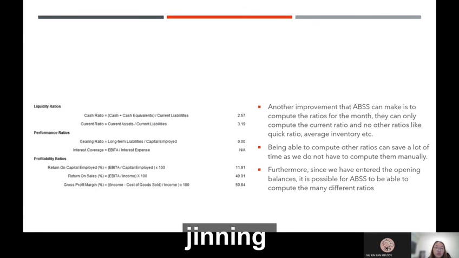Next, another improvement ABSS can make is to compute the ratios for the month. They can only compute the current ratio right now, and there are no other ratios like quick ratio, average inventory, asset turnover, or return on assets, as you can see here. Being able to compute the other ratios can save us a lot of time as we do not have to do them manually. Furthermore, since we have already entered the opening balances into ABSS, it's actually possible for them to compute the different ratios.